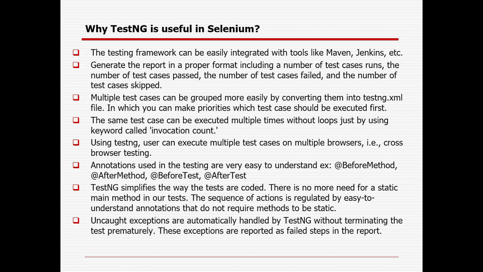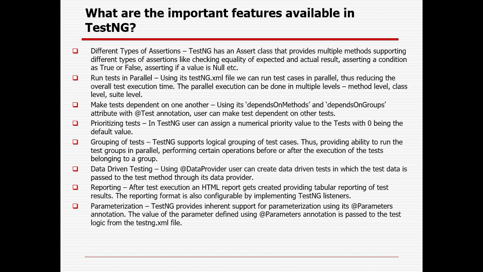What is the difference between hard assertion and soft assertion, and how with the help of assertion we can easily add the validation point, and in case of any failure, only that particular step will fail, but it will not stop the execution of the remaining lines of code. What are the important features available in TestNG? The different types of assertion I already mentioned, right?